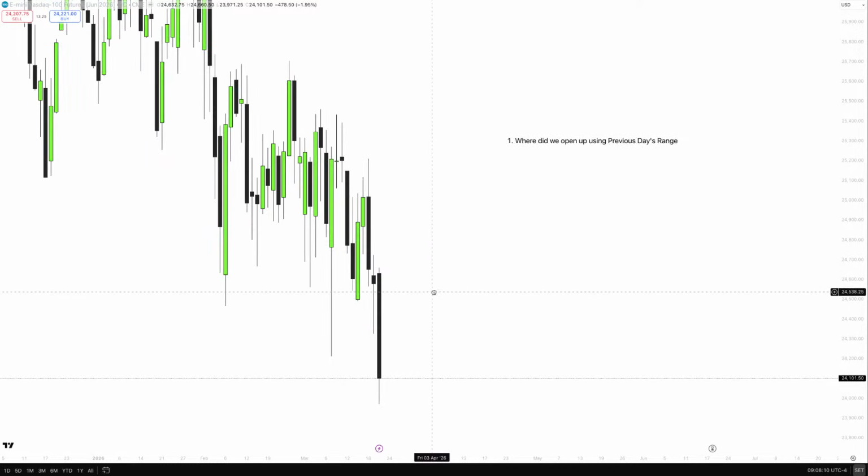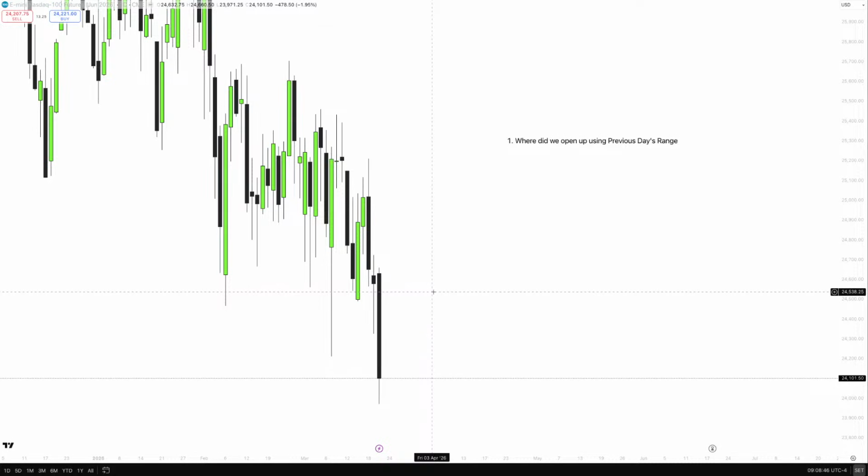So it would be only significant for me if we didn't take out previous day's high or previous day's low. So let's say we didn't take out previous day's high or previous day's low, and we opened up in the upper quadrant of previous day's range, then I would consider that as a bullish signature, and I would look for us to sweep previous day's high.